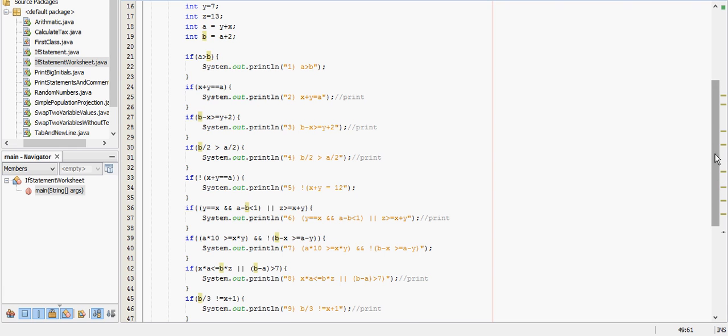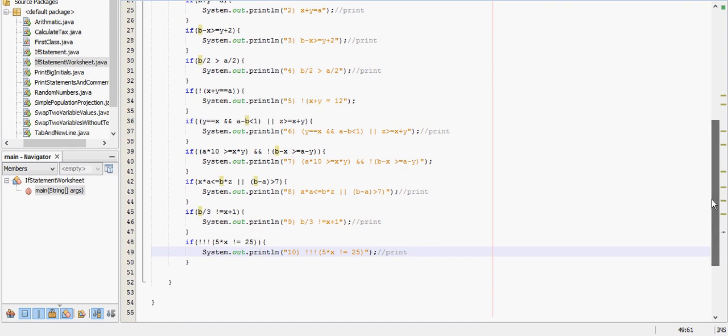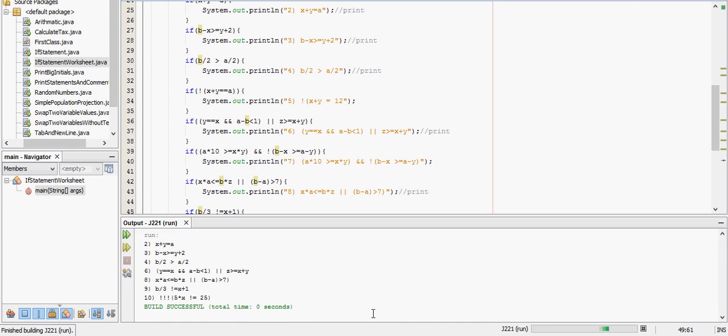As you can see, looks like I'm printing numbers 2, 3, 4, 6, 8, 9, 10. We'll go here: 2, 3, 4, 6, 8, 9, 10. Alright, looks like I did pretty well there. Hopefully you did the same.